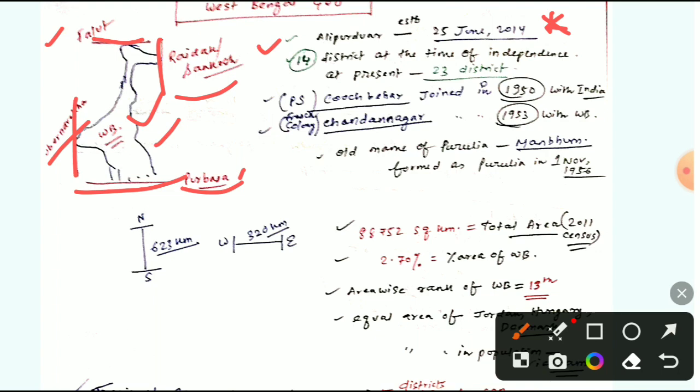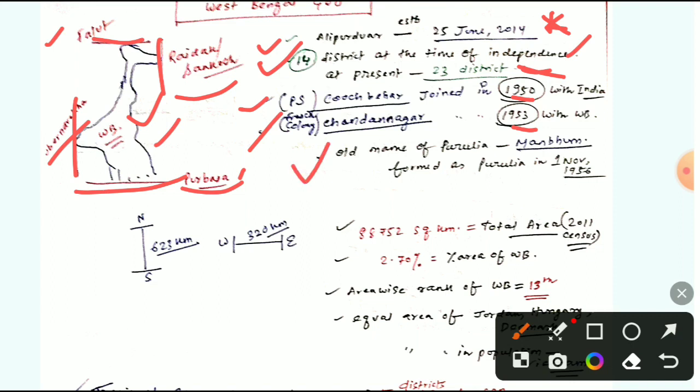Next, there were 14 districts at the time of independence, that is 1947, and at present West Bengal has 23 districts. And Cooch Behar, which was a princely state before independence, joined India in 1950. This is also important. And Chandannagar, which was under the French during British rule, joined West Bengal in 1953. So these 2 points are also very important.